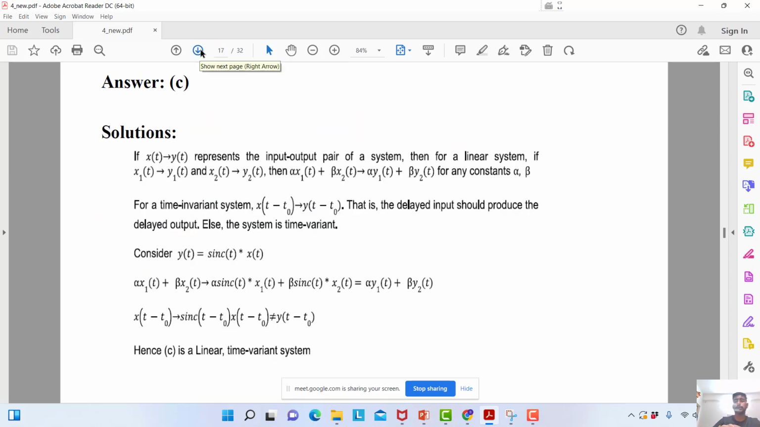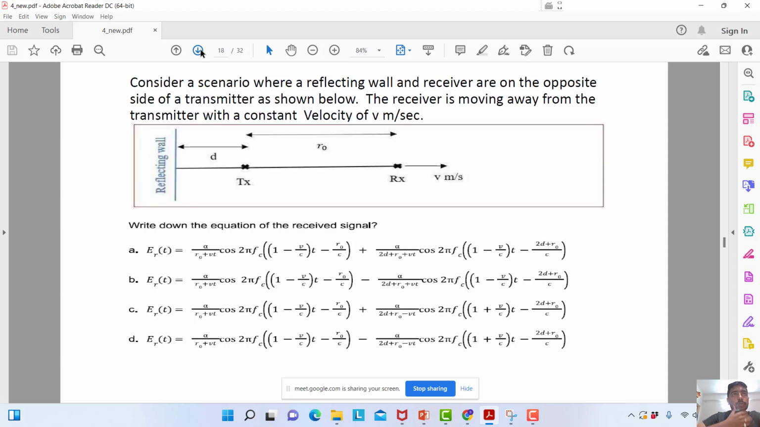If anybody has a doubt, please ask. Thank you. So the next question is given. This is a good question. Consider a scenario where the reflecting wall and receiver are on opposite sides. The receiver is moving away from the transmitter with a constant velocity v, and that is the reflecting wall. So write down the equation of the received signal.